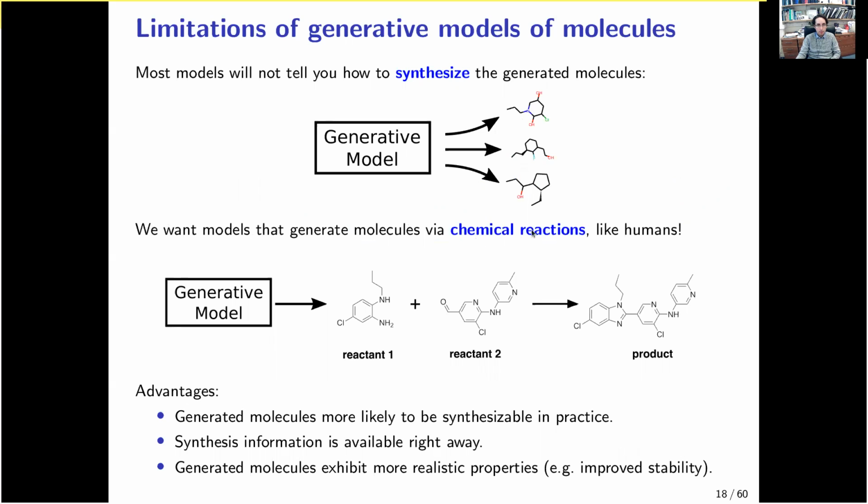Ideally, what we want is a deep generative model that will generate molecules via chemical reactions, so that you know how to synthesize the final product molecule in terms of some initial reactants. The advantage of this approach is that the generated molecules are more likely to be synthesizable in practice because they are actually generated in the same way that you would produce them in the real world. The model gives you synthesis information right away, which can be useful. And because the molecules are now generated via chemical reactions, they will exhibit more realistic properties. For example, they are more likely to be stable and not reactive, and so on. And they will also be easier to synthesize in practice.